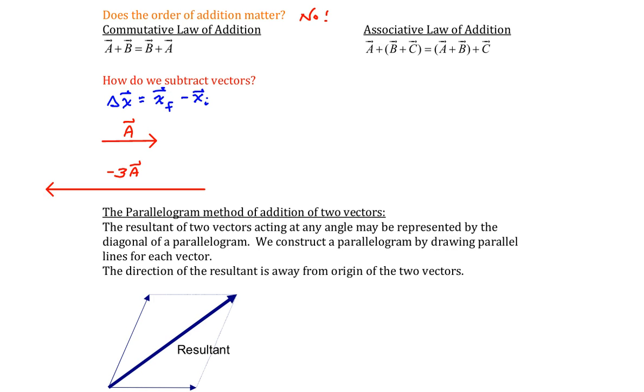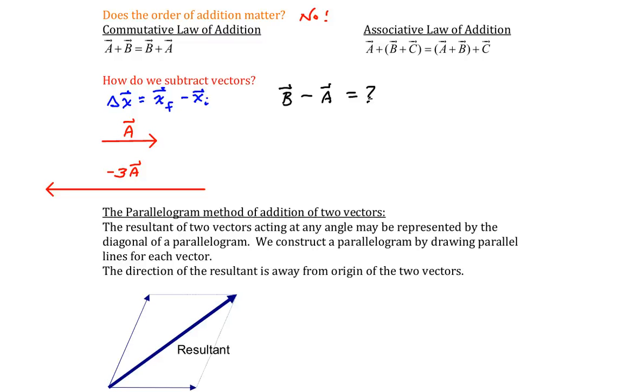So when you multiply a vector by a negative number, the effect is that it reverses the direction of the original vector. Why do you think this might be important when we subtract vectors? Let's say I were to subtract two vectors, like vector B minus vector A, and I want to know how to solve that. So to show this, let's do an example.